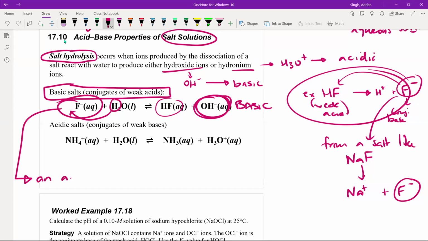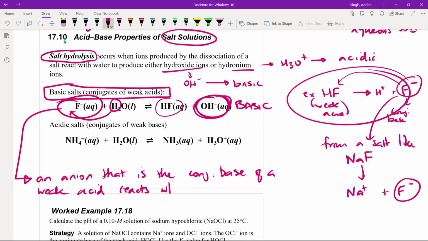An anion that is the conjugate base of a weak acid reacts with water to produce hydroxide, and as a result, that is going to lead to a basic salt solution.